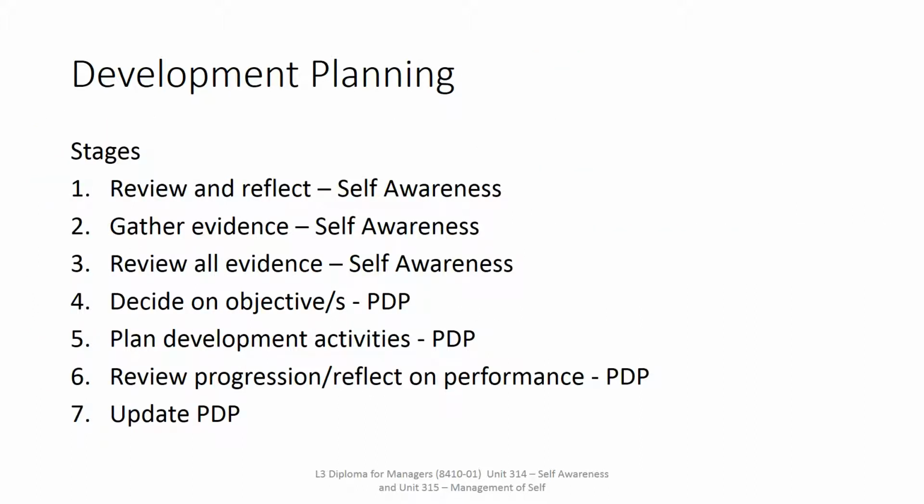So to have a process for our development planning, we need some key stages that we follow. And the first stage is review and reflect, and we've talked about that in our self-awareness. It's then about gathering evidence, and we've talked about that in self-awareness again, and in the feedback we can use. And then it's about reviewing that evidence and reflecting on it as part of our self-awareness. From that, we can decide on our objectives, and this is where we start recording stuff on our PDP.